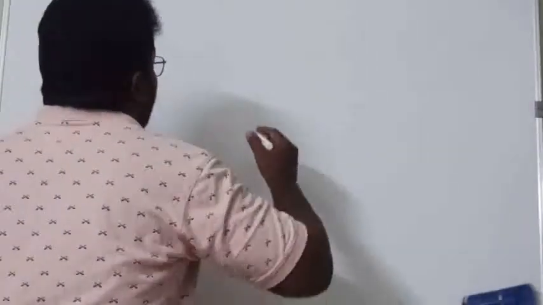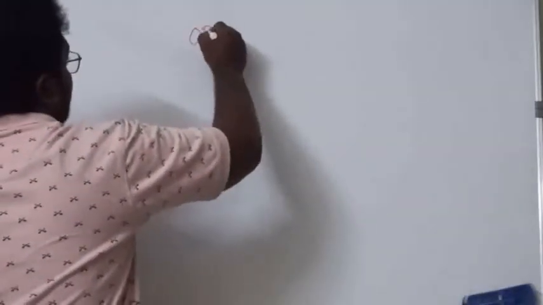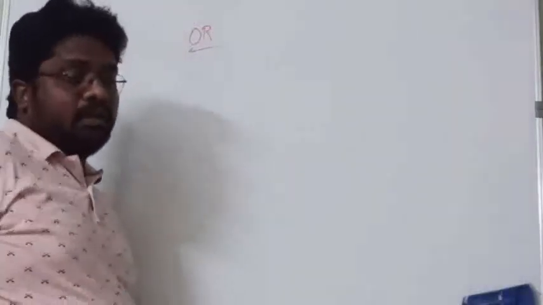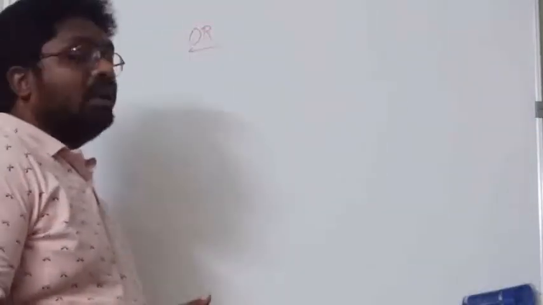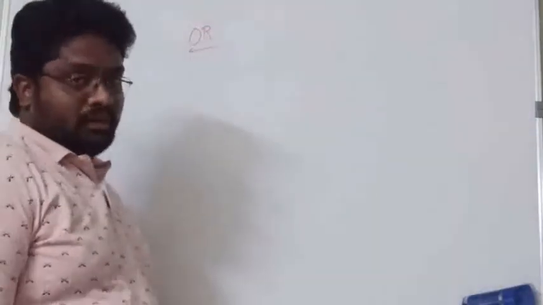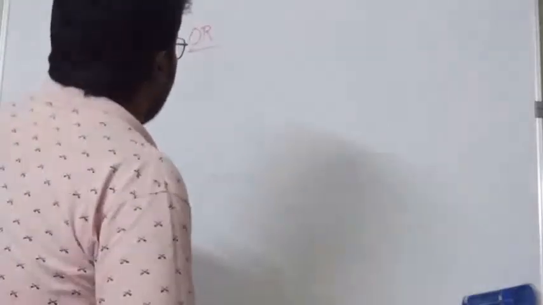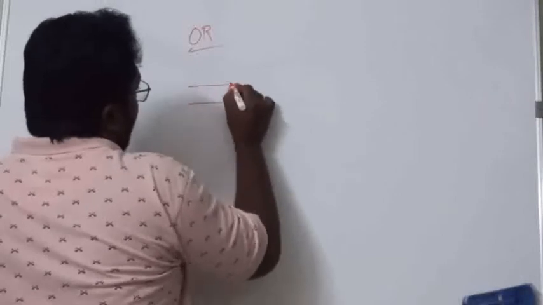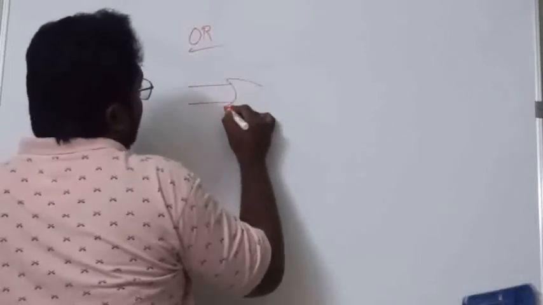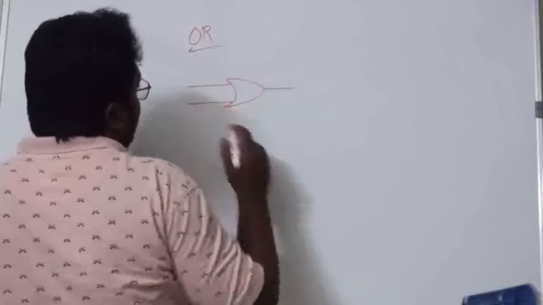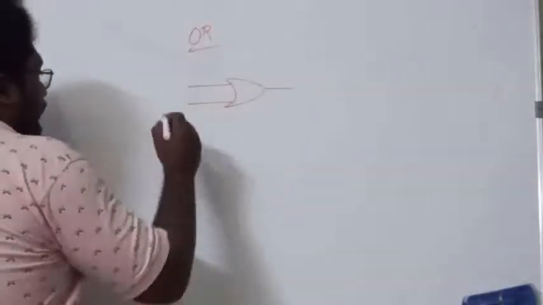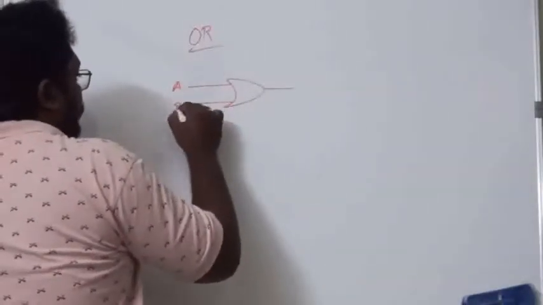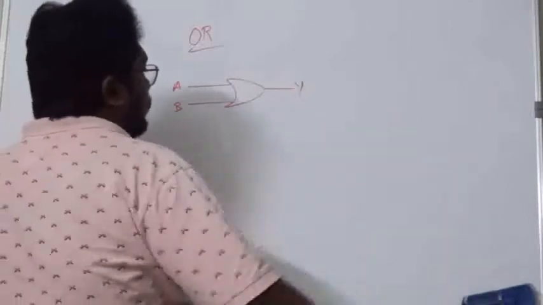So the next one is the OR gate. So coming to the OR gate, it performs the logical addition operation. OR gate performs the logical addition operation. So thus the logical symbol for the OR gate will be like this, and it is having two inputs, input A and input B, and a single output Y.